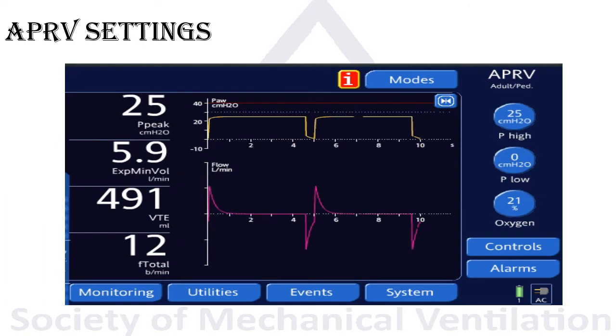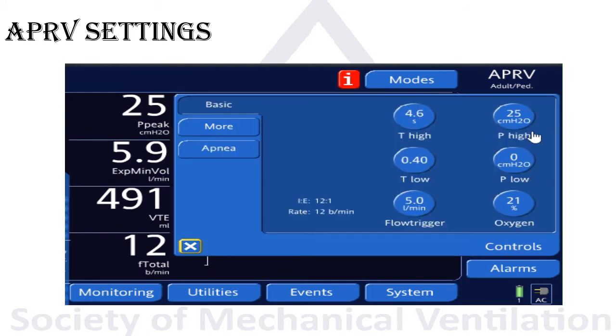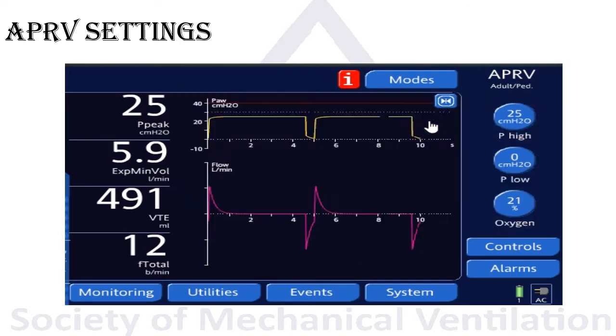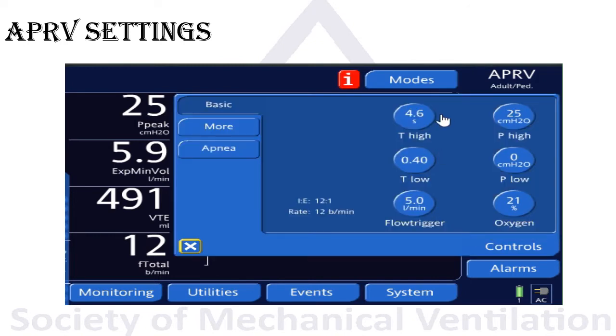We'll talk about the settings again in this live simulator. So this is the mode APRV. The settings are the pressure high, P high, in this example 25, and P low, in this example 0. Most of the time we try to set it at 0, but the reality is that because the T low is very short, the airway pressure never really goes down to 0. The time high, T high, in this example is 4.6 seconds, and the T low is 0.4 seconds. That gives you a mandatory rate of 12.